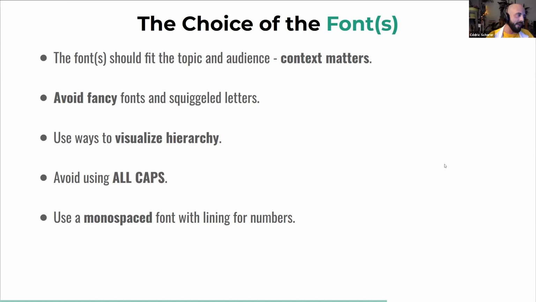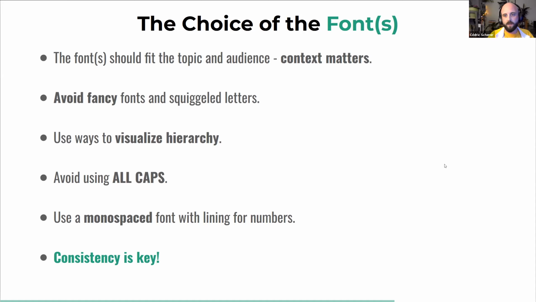And a thing that is close to my heart is to use a monospace font with lining for numbers. If you have many numbers, or if you're working with tables, you should make sure that your numbers are nicely aligned. I have examples for all of these on the later slides. And consistency is key. So don't use 6, 7, 8 fonts and each label gets another font or typeface.